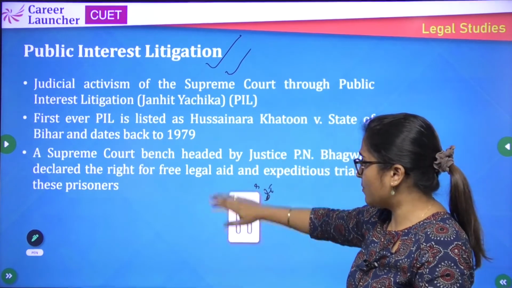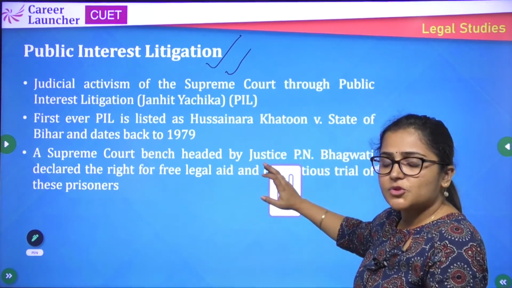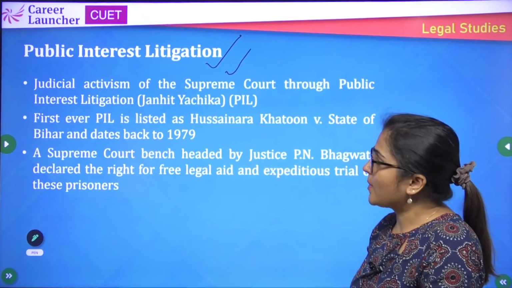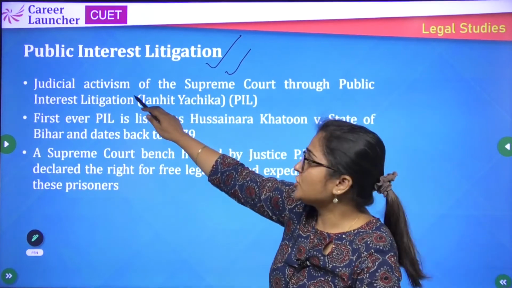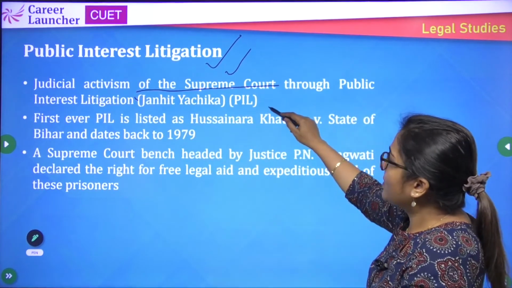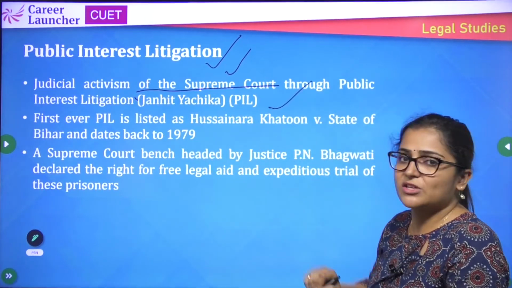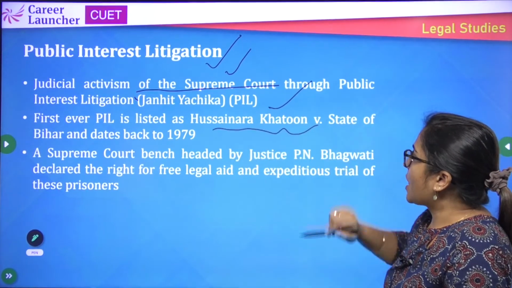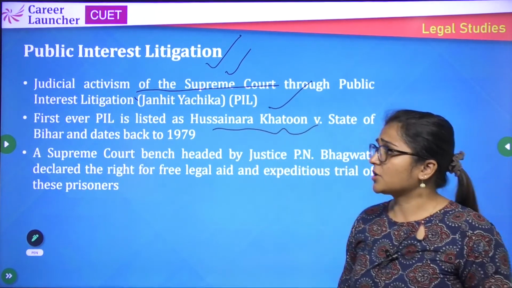So you can file a PIL on behalf of society, on behalf of the state, and Supreme Court will look into that matter. So it is a part of judicial activism of Supreme Court through public interest litigation, which is also known as Janhit Yachika. The first ever PIL is listed as Hussainara Khatoon versus State of Bihar.